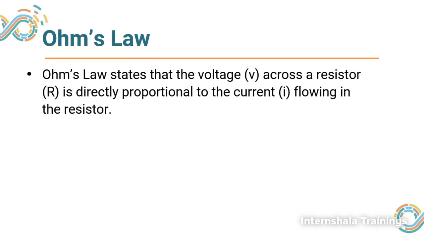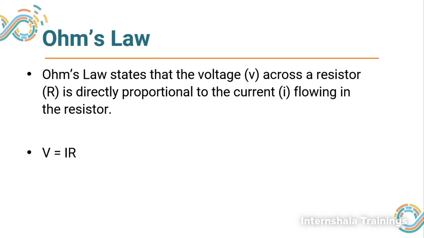As you would have studied, Ohm's law states that the voltage across a resistor is directly proportional to the current flowing in this. It is not the other way around. You should not say that the current flowing in a resistor is directly proportional to the voltage applied. So that is one confusion which you should not have. V is proportional to I and the proportionality constant is the resistor R. So we write the equation as V is equal to IR. This is our first equation.